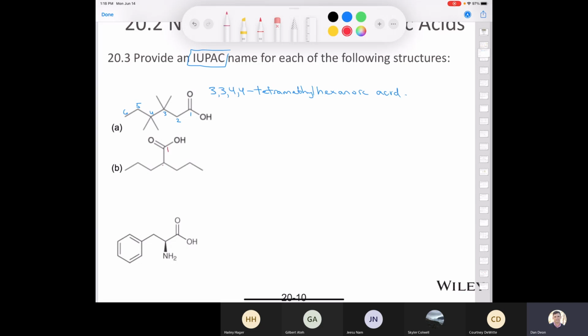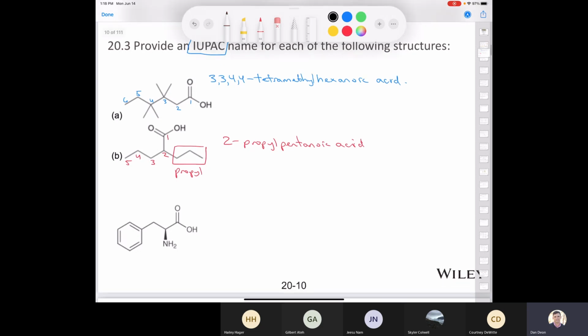Look at the longest chain in this one. We have a total of 1, 2, 3, 4, 5 carbons. It wouldn't matter if you went to this side. Either way, you end up with the same answer. So we've got a propyl group right here. This is a propyl group. So this would be 2 propyl pentanoic acid.